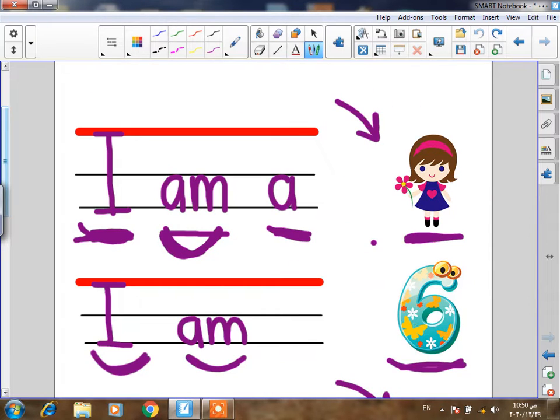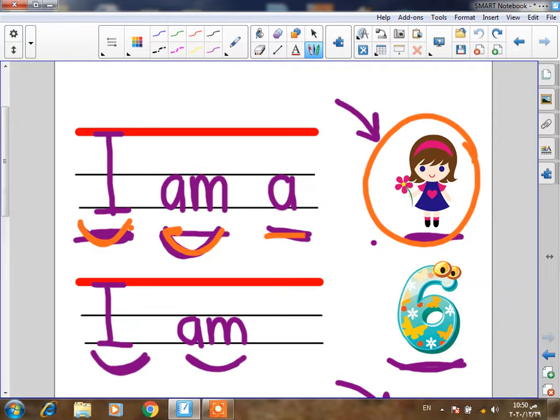Okay, kg1, let's try to read together. What word is it? I. Am. I am. I am a girl. If you are a boy, you will say, I am a boy.